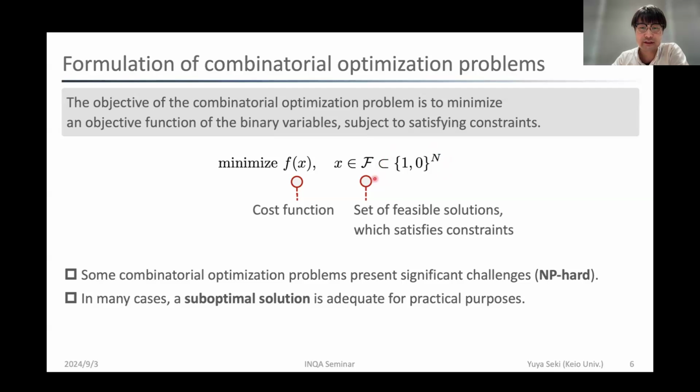The input to the cost function can be the full space of binary variables, but in some cases there are constraints, and the domain of binary variables can be restricted. This kind of subset is called feasible solutions. It is known that some combinatorial optimization problems are very difficult to solve. In particular, it is believed that NP-hard problems cannot be solved efficiently by any algorithm. But in many cases, a suboptimal solution is sufficient, and an exact solution is not necessary.